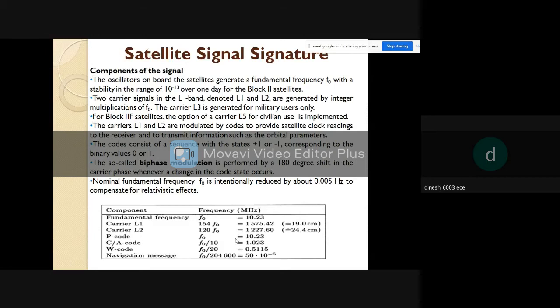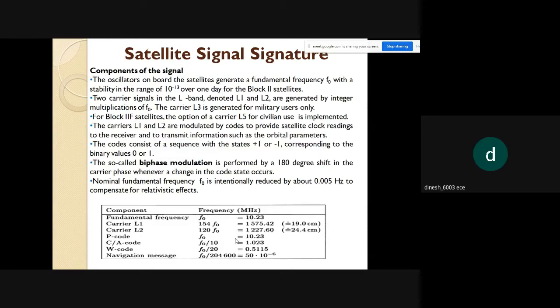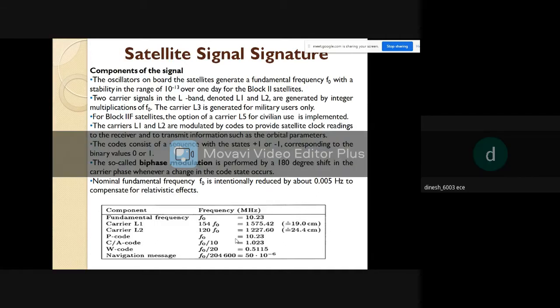For example, if you take block 2 satellites, it is being generated over 1 day in the range of 10 power minus 13. After the oscillators, there will be two carrier signals in the L band, which are L1 and L2.